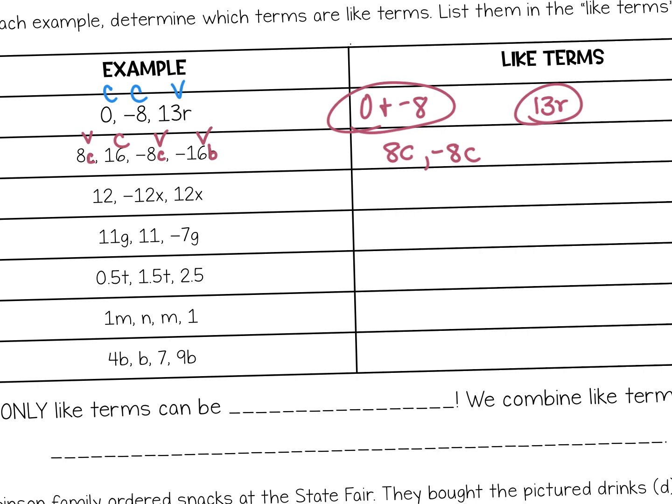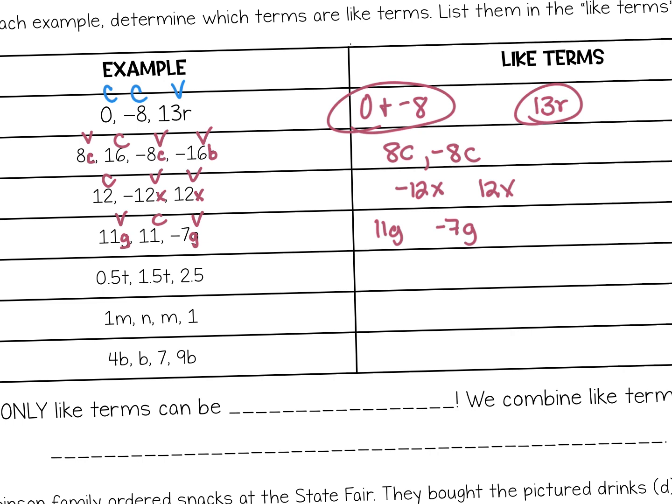Let's look at the next. We have a constant, a variable, and a variable. And our variables are exactly the same. So our two like terms are -12x and 12x. Next we have a variable, a constant, and a variable. Both our variables are plain old G. Theirs are like terms, 11G and -7G.